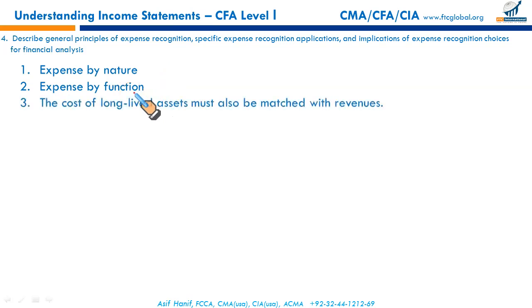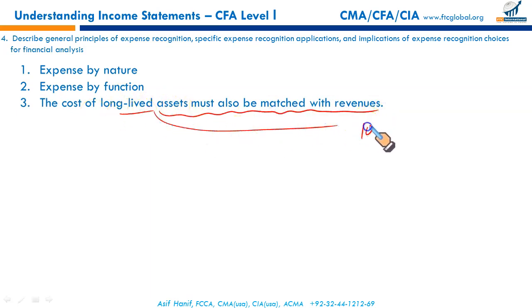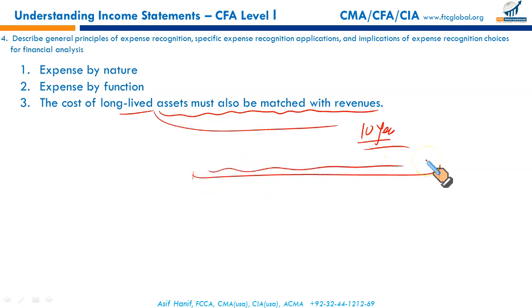Then the cost of a long-lived asset must also be matched with the revenue. Let's say an asset is expected to last 10 years. I cannot wait till 10 years before it goes to zero. I have to split its cost over its estimated life, its depreciable base over 10 years. I cannot wait till the end of 10 years when the asset goes bust and I incur a $10 million loss at the end of the period. I need to split the depreciable base over its estimated useful life. This is what you call the matching concept.